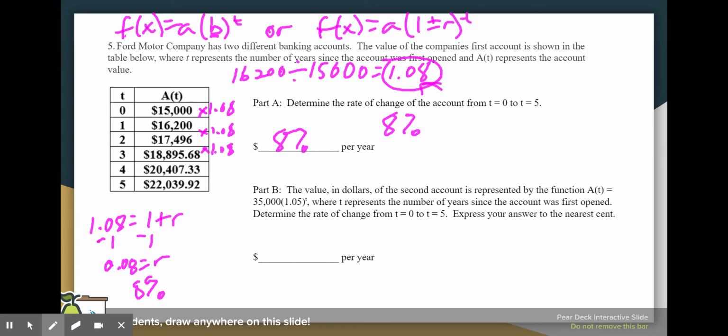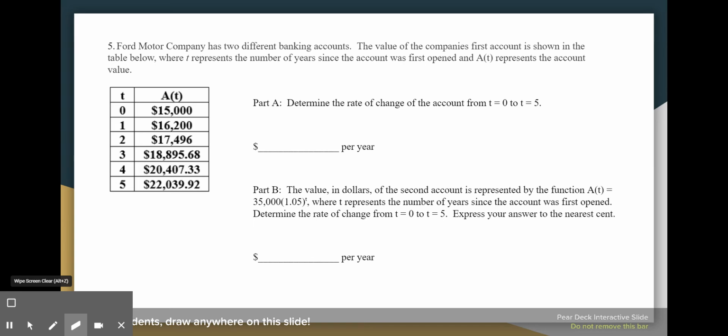All right, the next part says the value in dollars of the second account is represented by the function, where T represents the number of years since the account was first opened. Determine the rate of change from T equals 0 to T equals 5. Actually, I'm just reading that it says I want some money per year.